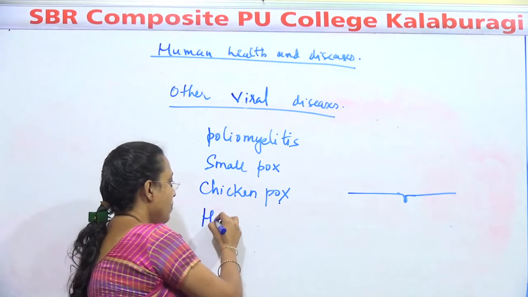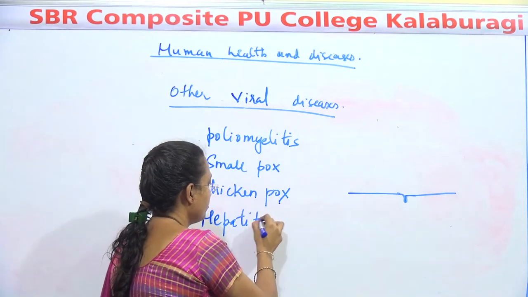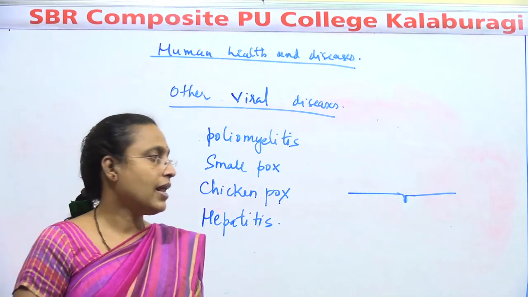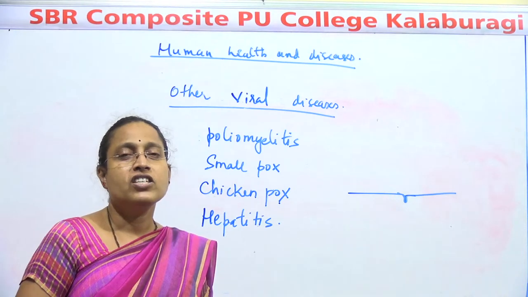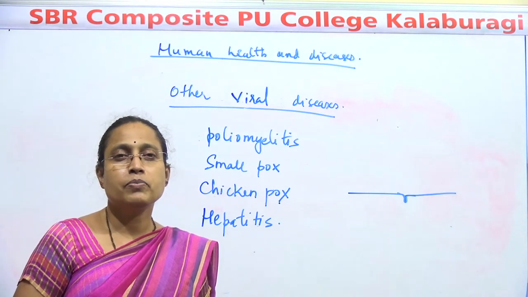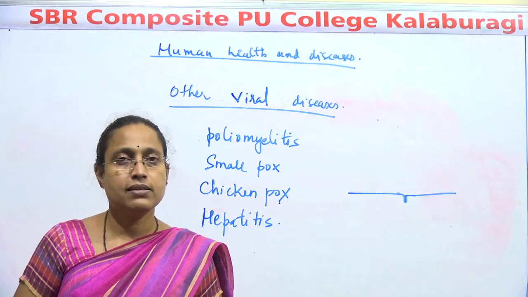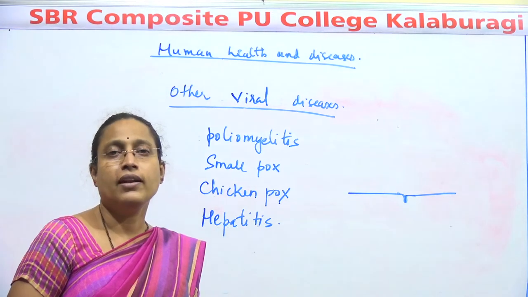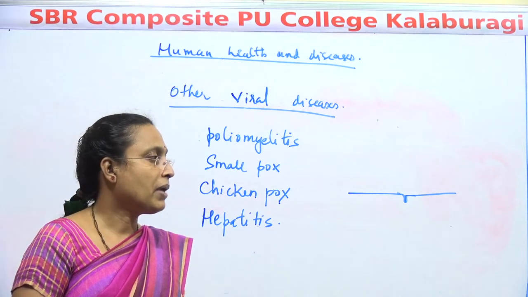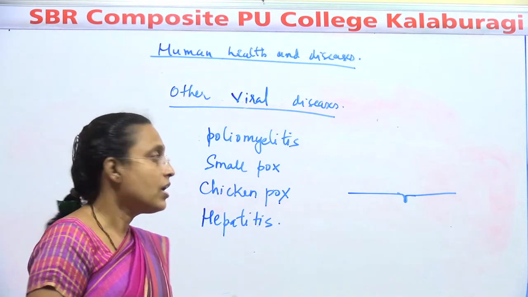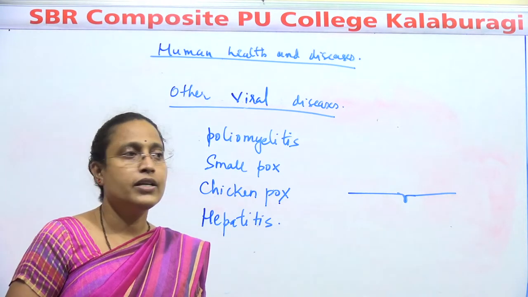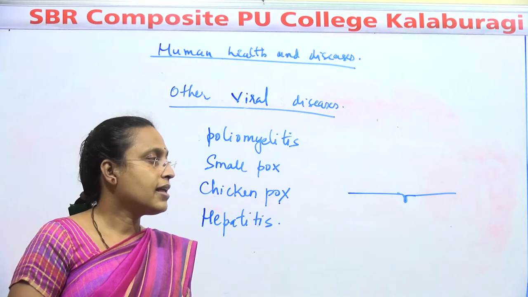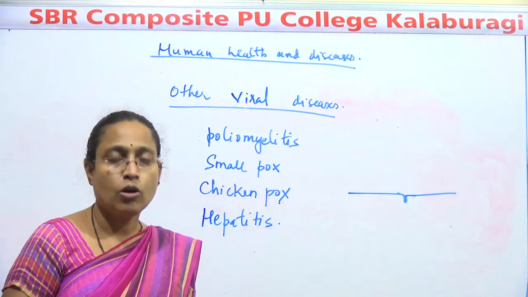The next is hepatitis. Hepatitis is caused by hepatitis virus like hepatitis B and hepatitis C, which are sexually transmitted. Sexually transmitted hepatitis is also called serum hepatitis. In hepatitis, inflammation of the liver occurs. So there can be abdominal pain, dark urine, and some other symptoms. It is an STD transmitted through sexual contact.